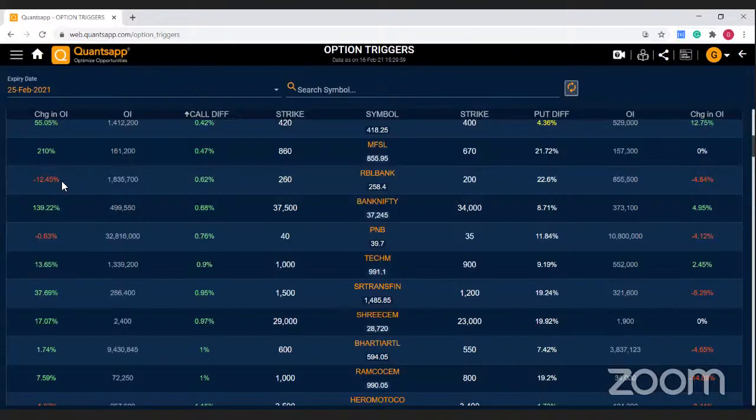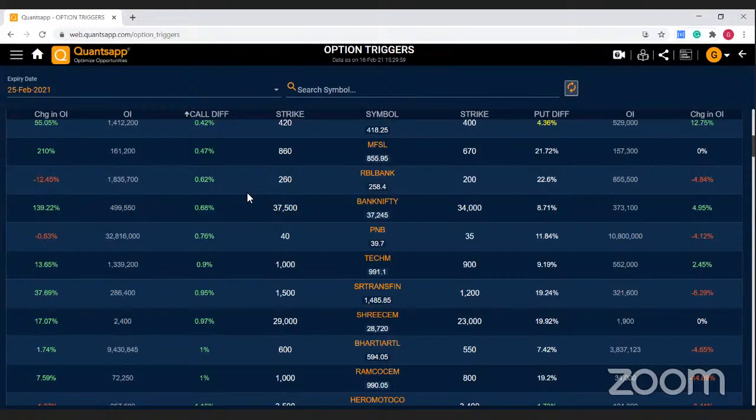Further I want to see, I can analyze that call writers are feeling very jittery or nervous at a particular time. That's why they are unwinding their positions. So now RBL Bank is trading at 258. Highest call is at 260. Current OI is what you can see, and how the OI has changed on a particular day, means today from morning to the EOD. I can see OI has declined by almost 12.5%.